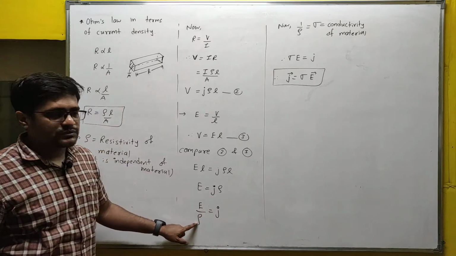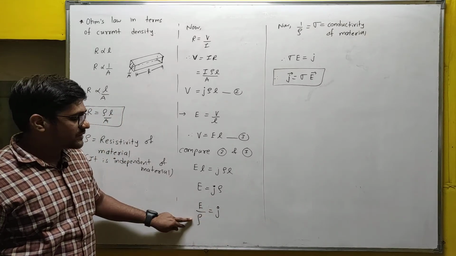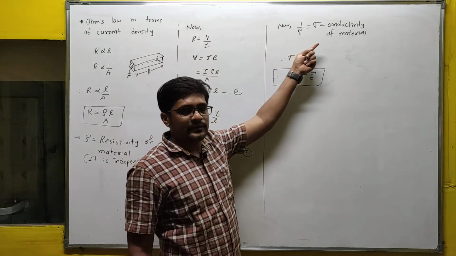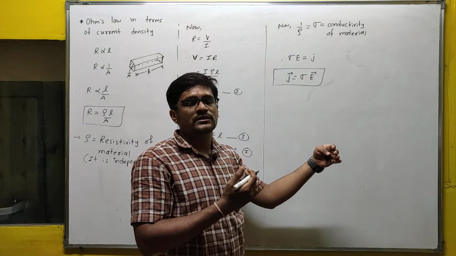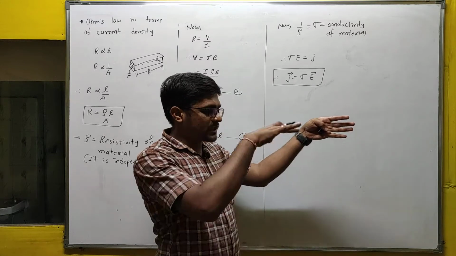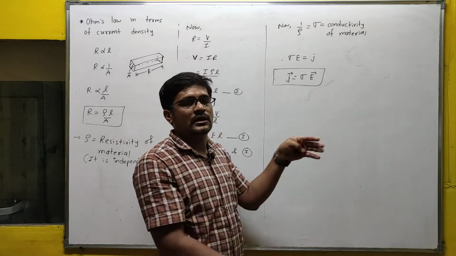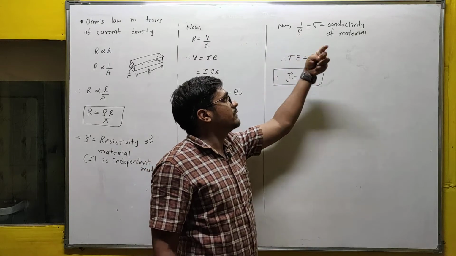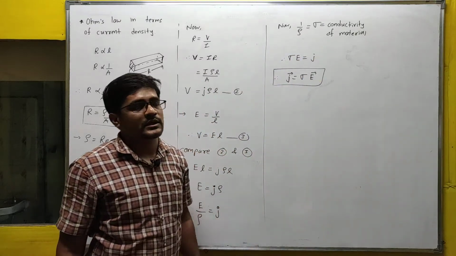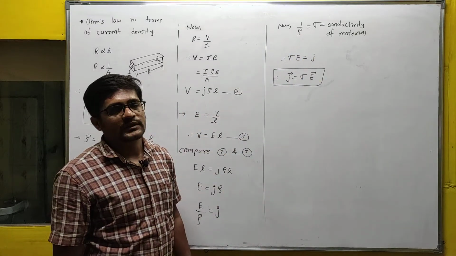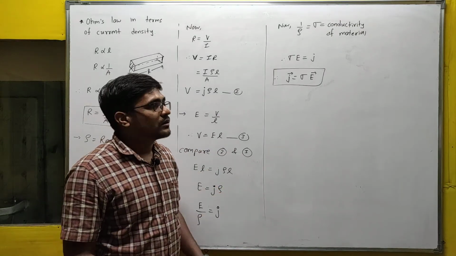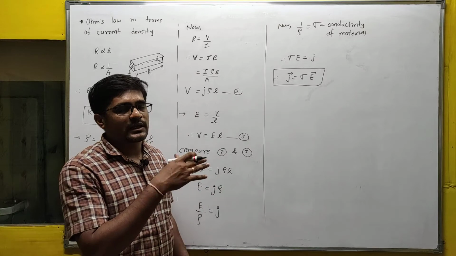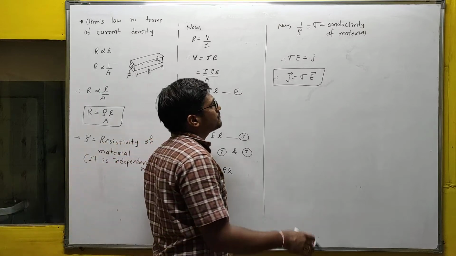This 1 by rho is what? Inverse of resistivity, that is called conductivity. कितना resist हो रहा है उसका opposite होगा कितना conduction हो रहा है. जितना more conduction उतना resistance कम, जितना more resistance उतना conduction कम. तो resistivity और conductivity both are inverse proportion and both are constant values. That is fixed for the material. It does not depend on diameter, not depend on dimension, length, area, उस पर depend नहीं करेगा ये.